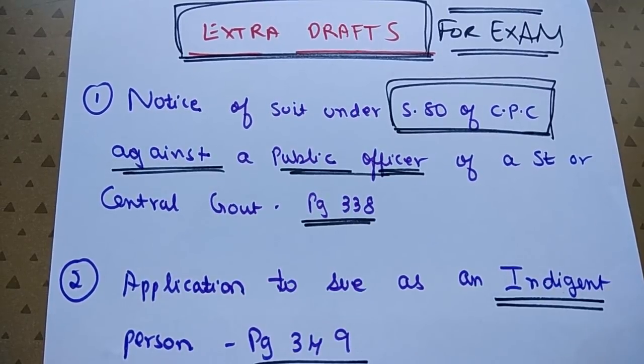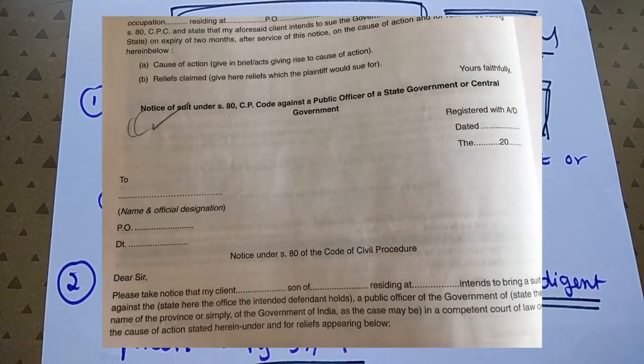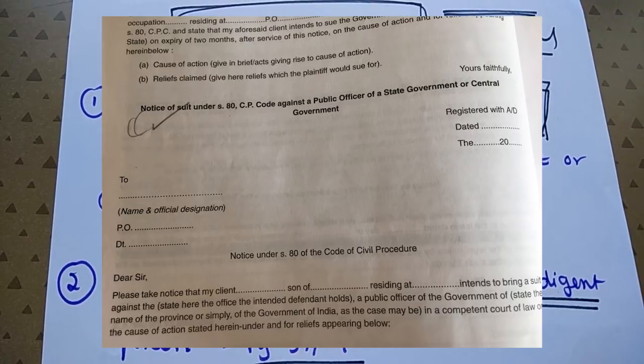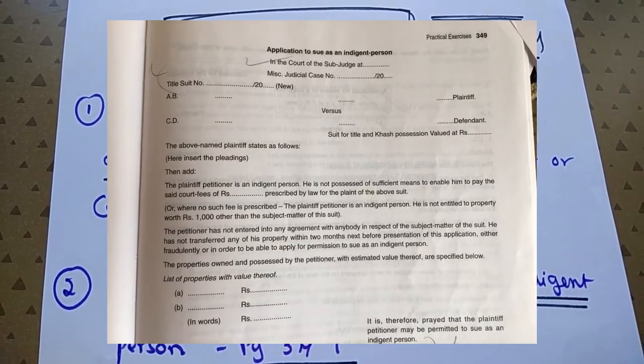Just to be safe and because I have seen questions asked from the drafts given in the end of the textbook, the important drafts to be studied are notice under section 80 of CPC against a public officer of a state or central government given on page 338. Second, application to sue as an indigent person given on page 349.